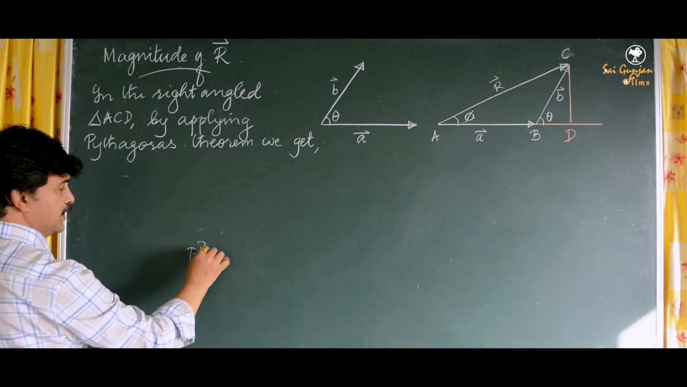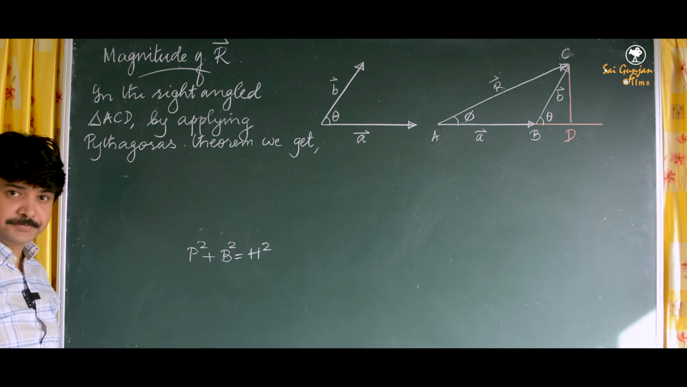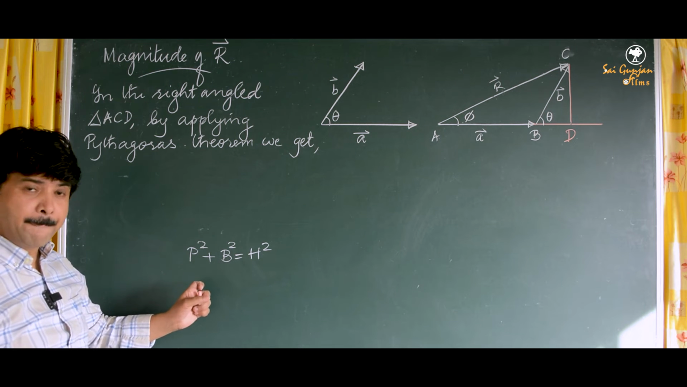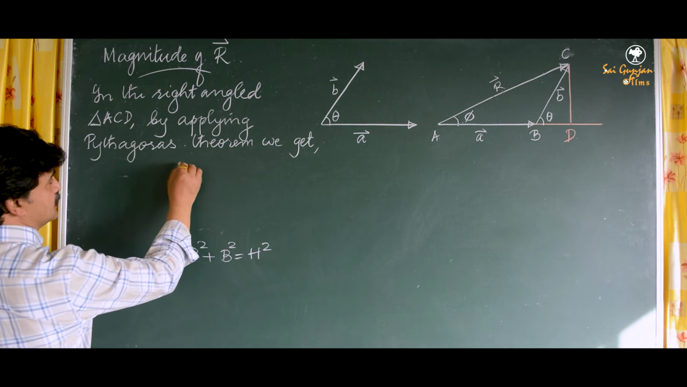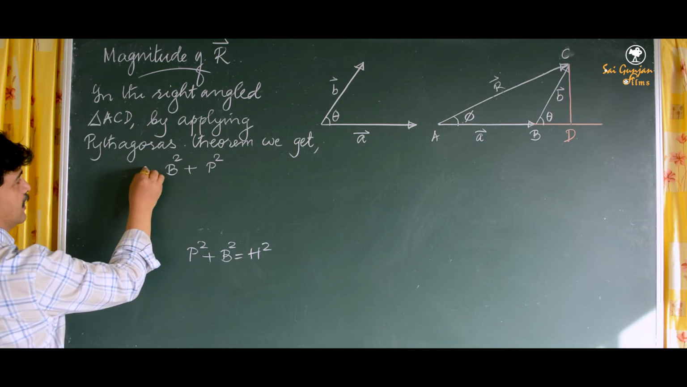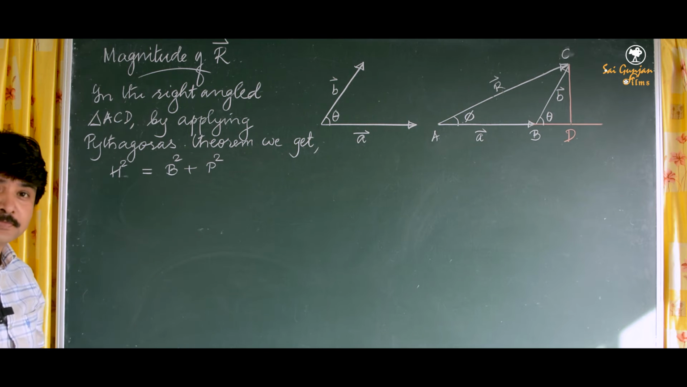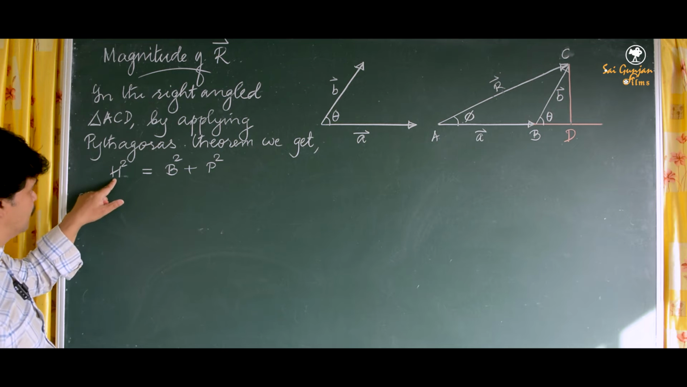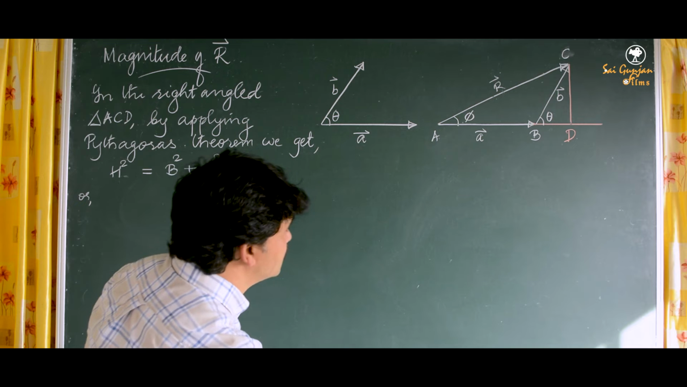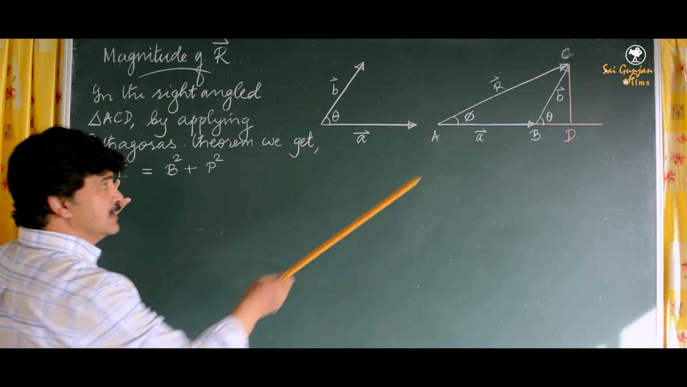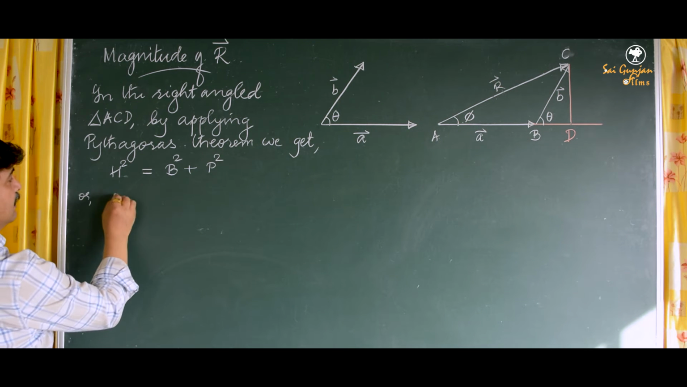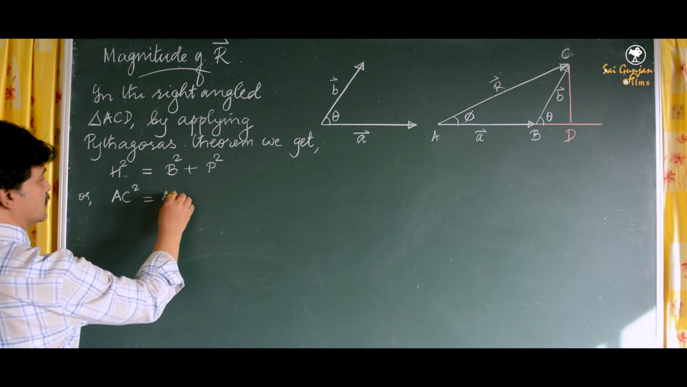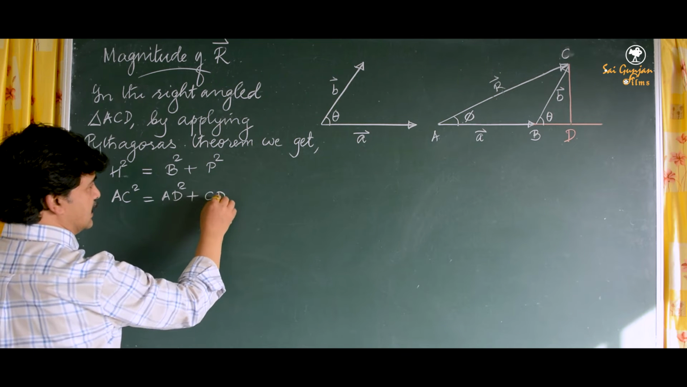Perpendicular square plus base square is hypotenuse square, isn't it? This is the normal way of writing the mathematical form of Pythagoras theorem. Now in this case, I'll reverse the order, so we can write hypotenuse square equals base square plus perpendicular square. The reason is very simple: if you do it like this, the deduction becomes very easy. Now let's put the values of perpendicular, base and hypotenuse. In triangle ACD, the hypotenuse is AC, so I'll write AC square. Base means AD, so it is square of AD, and perpendicular you can see is CD.